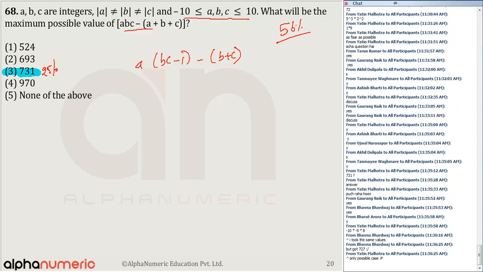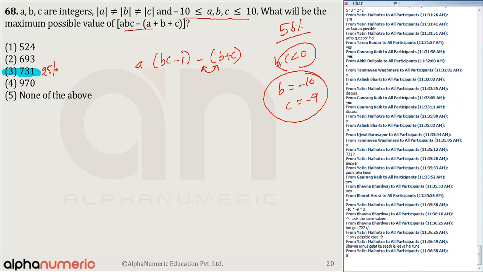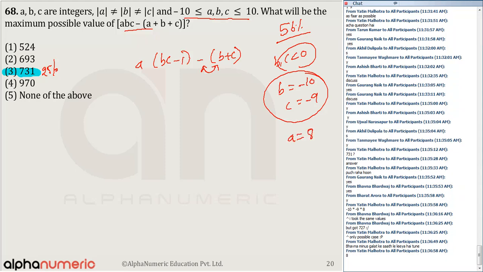Okay. So, if I need the maximum possible value, tell me one thing: if I take B and C as negative, then what will this term become, negative into negative? Positive. B plus C will be negative and negative into negative will be positive. So B and C should be negative. So I can take B as, let's say, minus 10 and C as minus 9. And what should I take A as? Positive. So I can take A as 8.